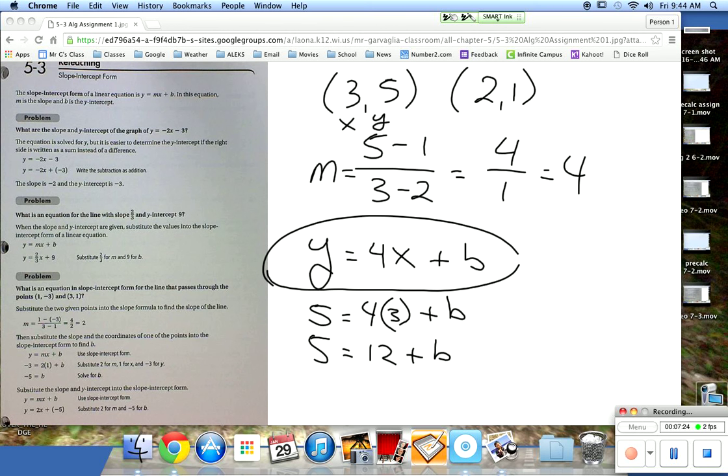Negative 7 equals b. Minus 12 both sides. I'm solving for that b, right? I subtract 12 from both sides. 5 minus 12 is minus 7.